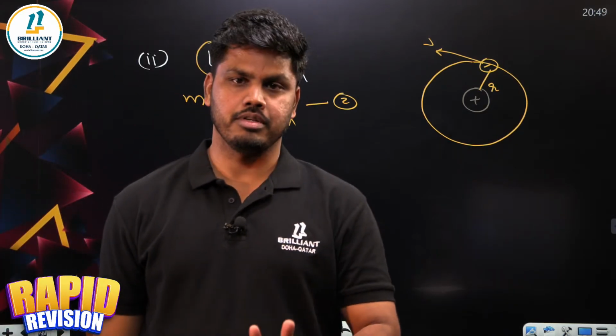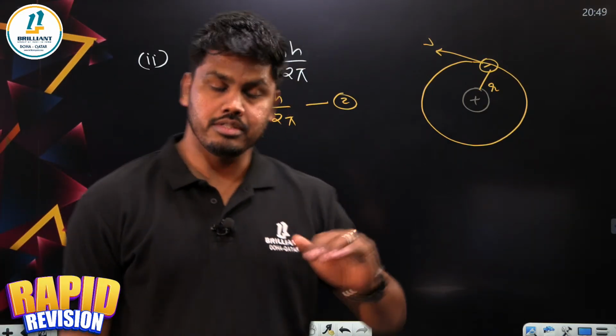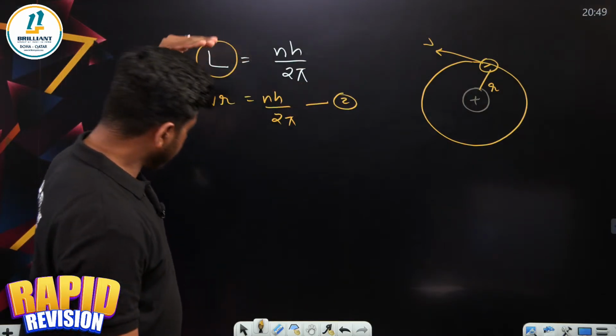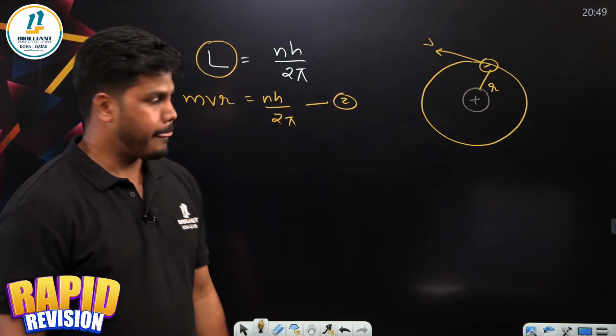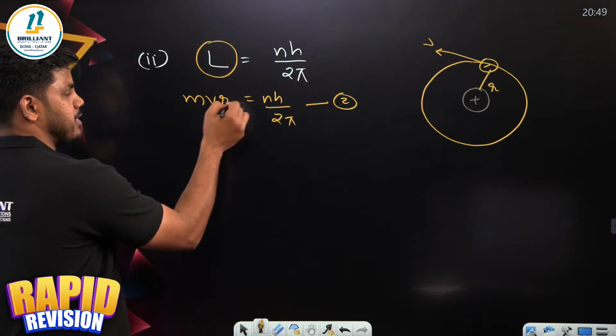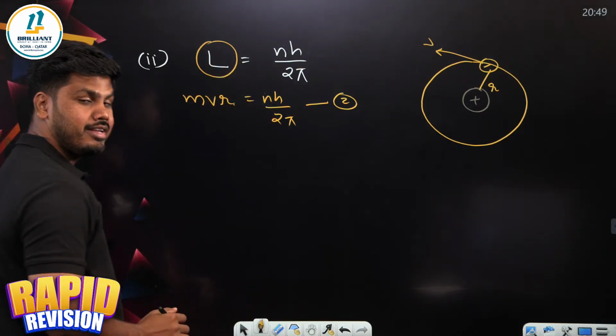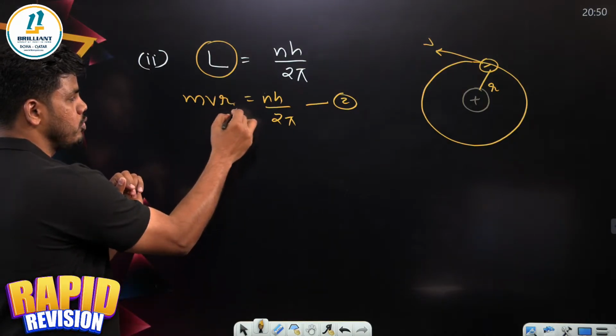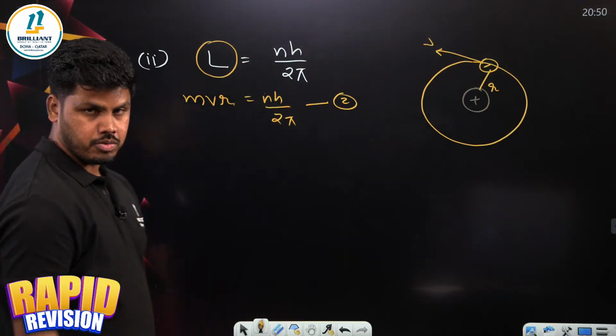You learn the second postulate also. This representation is enough. You can write the statement if you want, and you can use this for the derivation directly now. So for the first radius, n should be 1. n is the number of the orbit. For the second radius, if you want to calculate r2, put n equal to 2, and so on.